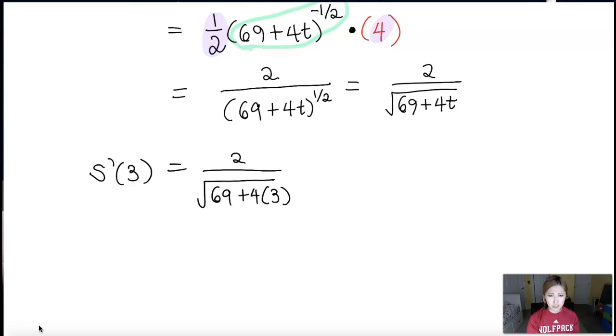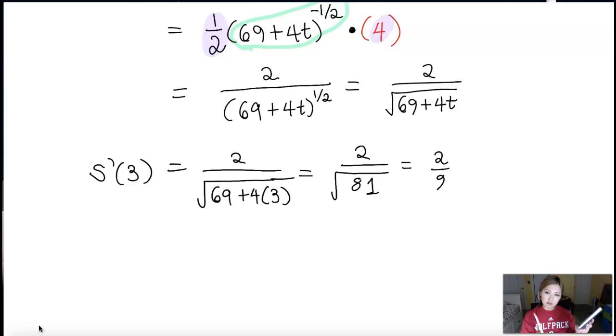I hope it's a perfect square, guys. 2 over square root of, let me see, I got my calculator, 69 plus 12. Well, oh, hello, look at that. That's just 81. So this is going to be 2 over 9.